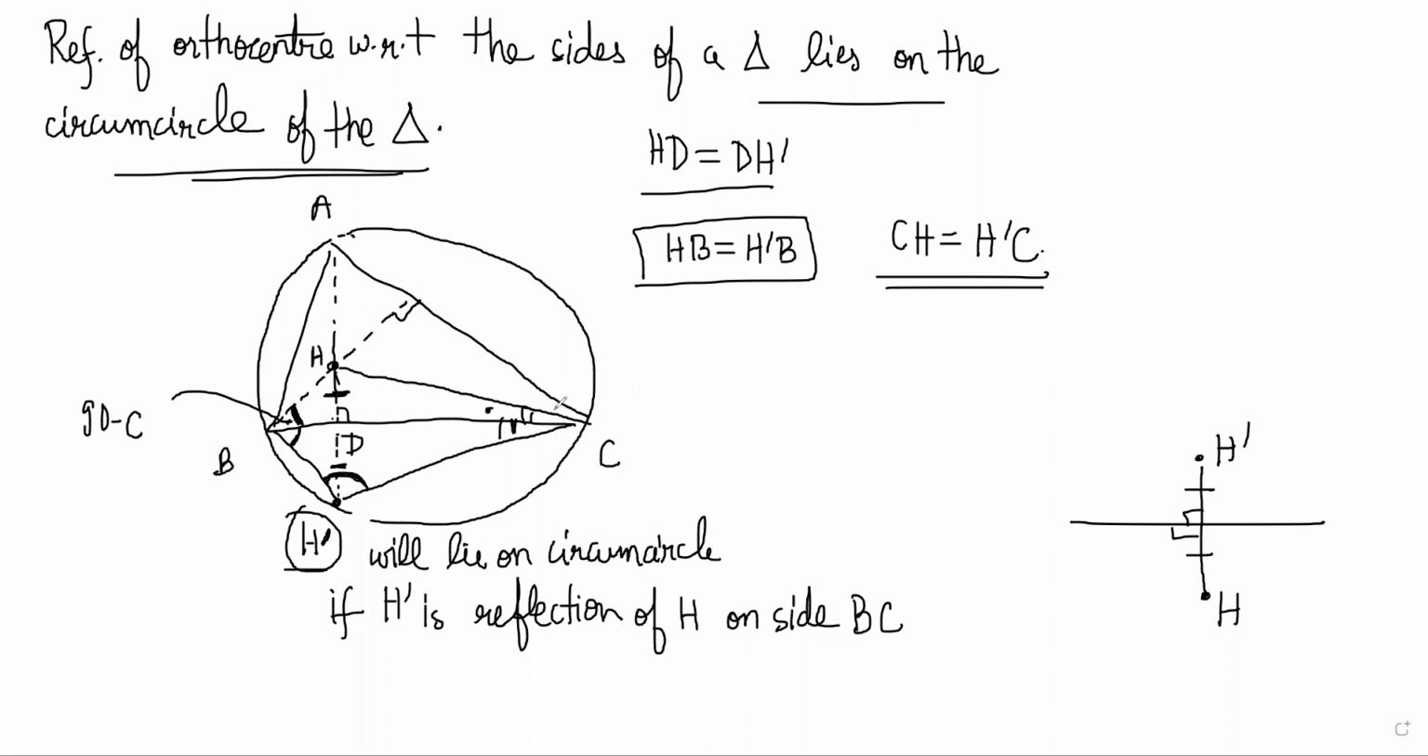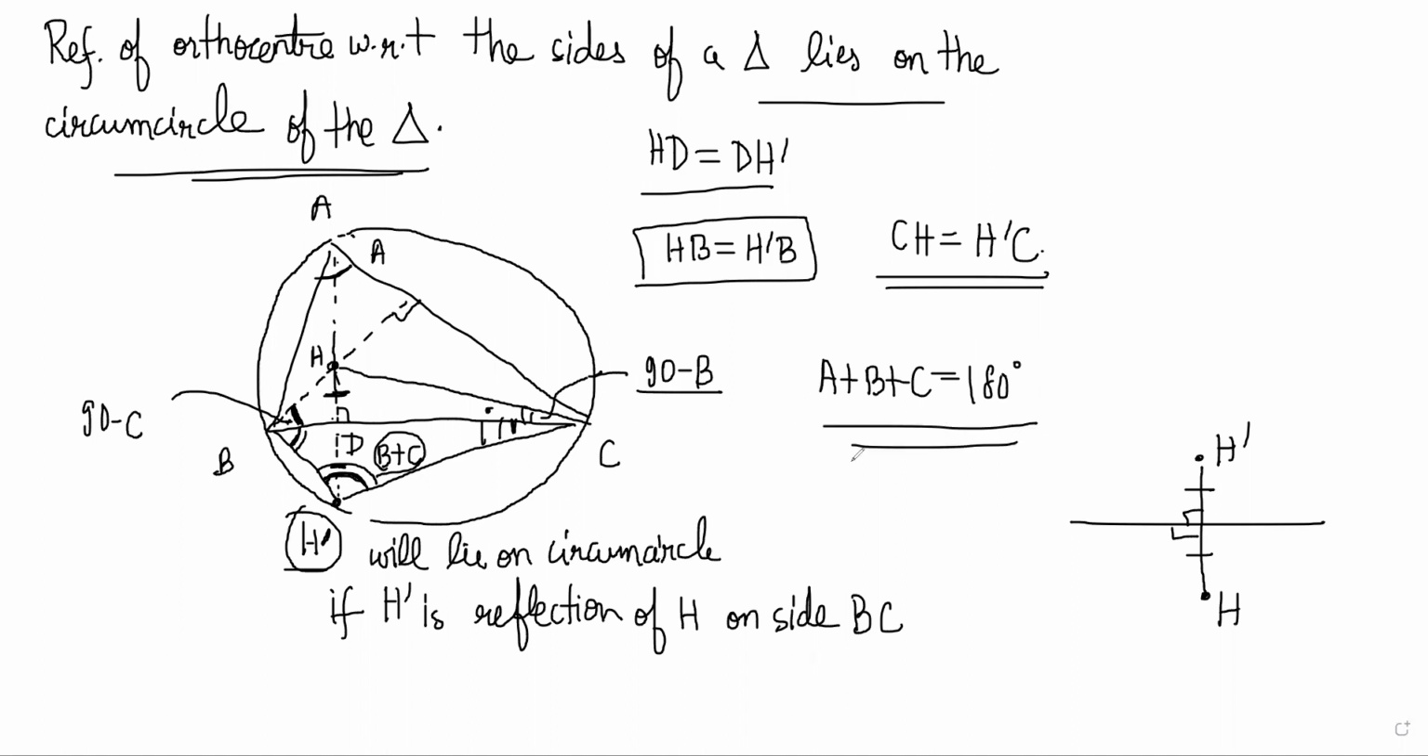And what is this angle? 90 minus B, right? So this is equal and this is equal. So this angle must be B plus C, which is 180 minus A. And this is A, right? Correct. A plus B plus C is 180, so you get that H dash, A, B, C form a cyclic quadrilateral. So that is the straight method of proving.